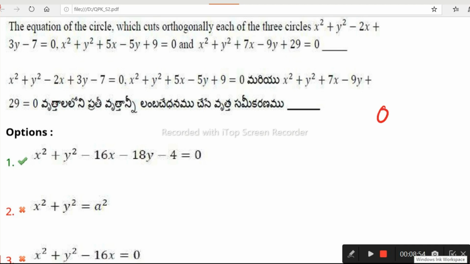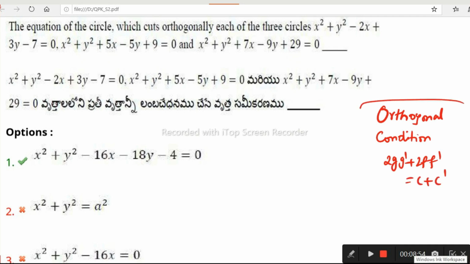ఆర్థోగనల్, you know what is orthogonal condition? Orthogonal condition is what? If 2 circles are given, what that? 2g g dash plus 2f f dash is equals to c plus c dash. This is I'm verifying by the options. ఓకే, మనకు కావాల్సిన సర్కిల్ ఆప్షన్లో ఉంది. తర్వాత 3 సర్కిల్స్ని ఆర్థోగనల్ కట్ చేసే సర్కిల్ మనకు కావాలి. అంటే 2g g dash, మనకి ఫస్ట్ ఆప్షన్స్లో బై ఆప్షన్స్ వెరిఫికేషన్ చూద్దాం.